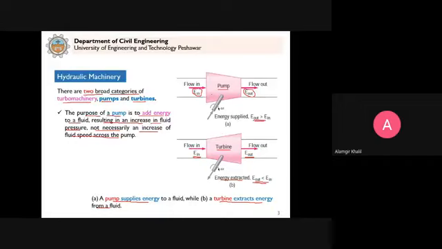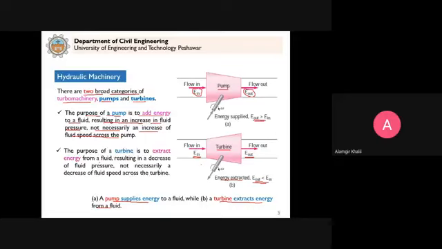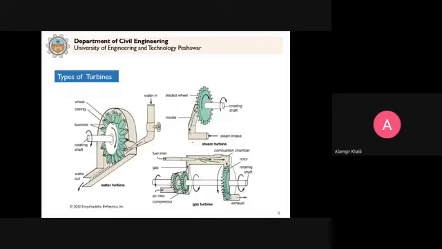A pump converts mechanical energy into hydraulic energy, whereas a turbine converts hydraulic energy into mechanical energy. So for a turbine, we say that the purpose of a turbine is to extract energy from a fluid, resulting in a decrease of fluid pressure, not necessarily a decrease of fluid speed across the turbine. So this is the very broad and basic difference between the two broad categories of turbo machinery. With this understanding, now we start with the turbines.